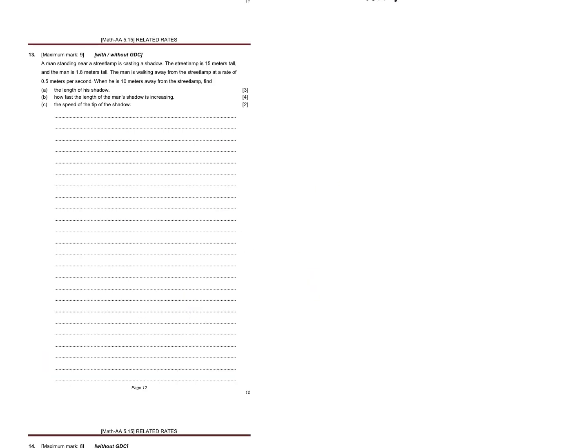All right, number 13, a man is standing near a street lamp casting a shadow. The street lamp is 15 meters tall. The man is 1.8 meters tall. The man is walking away from the street lamp at a rate of 0.5 meters per second. So let's say dx/dt, and it's getting larger. So it's 0.5. So when he's 10 meters away, that's x, because that will be 10. So this is positive because that distance is getting larger.